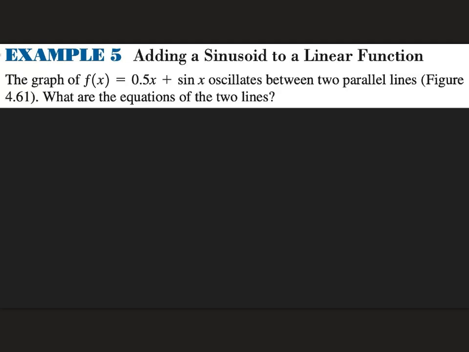Okay, adding the sinusoid to a linear function. All right, so the graph of f of x equals 0.5x plus sine x. So this is a slanted line. Plus sine x oscillates between two parallel lines. What are the equations of the two lines? So the sine oscillates. It goes back and forth between 1 and negative 1. So if we have 0.5x plus 1, and then 0.5x minus 1, these are the two lines.